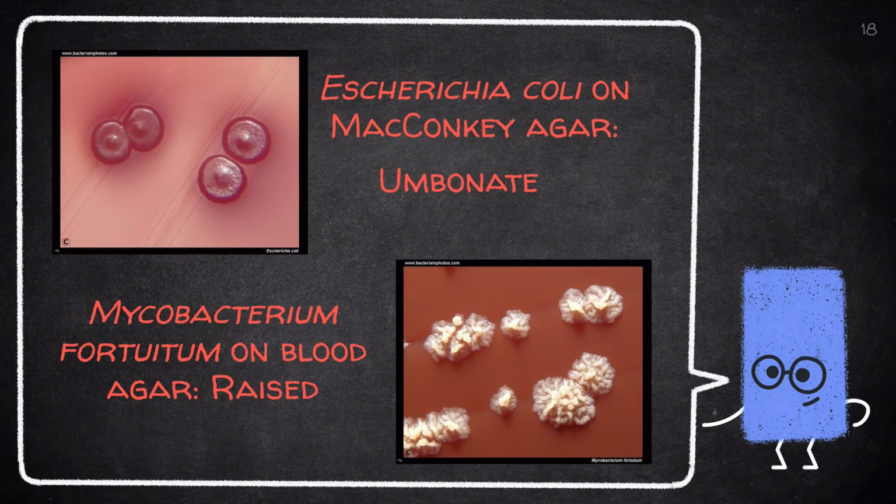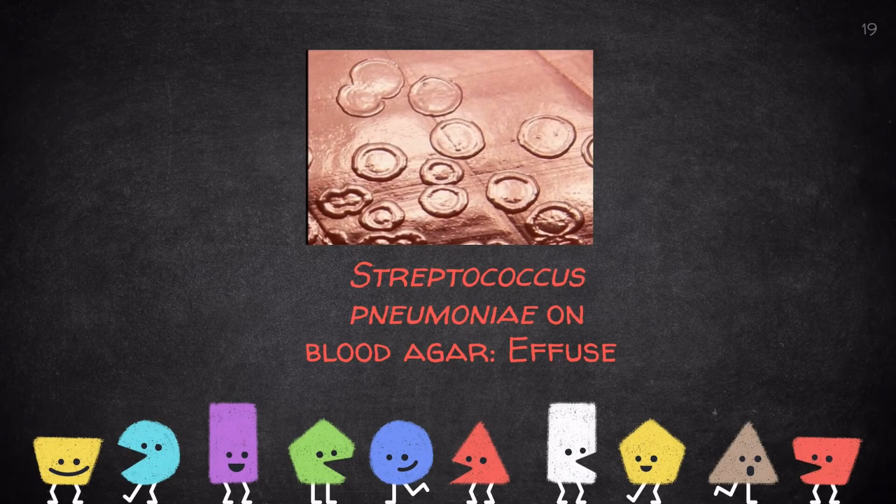Escherichia coli, or E. coli, is a bacterium commonly found in the gut of humans and warm-blooded animals. E. coli grown on a MacConkey agar has an umbonate elevation, or a raised one with a thicker center. Mycobacterium fortuitum, which belongs to a group of bacteria known as non-tuberculous Mycobacterium, grown on a blood agar, possesses a raised elevation, thick with abrupt edges. Streptococcus pneumoniae, a bacteria commonly found in the nose and throat, grown on a blood agar, has an effuse elevation that is thin and unusually spreading.